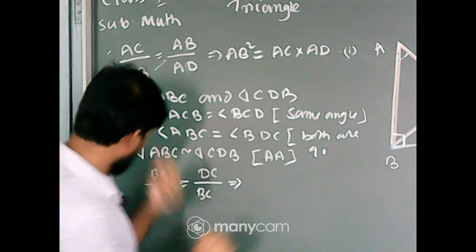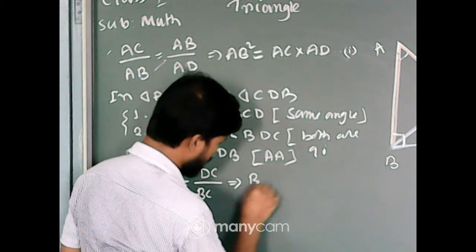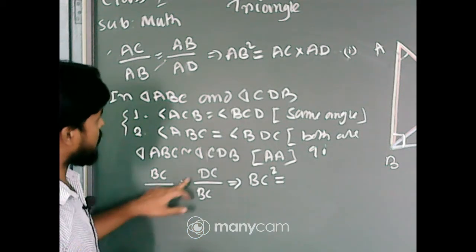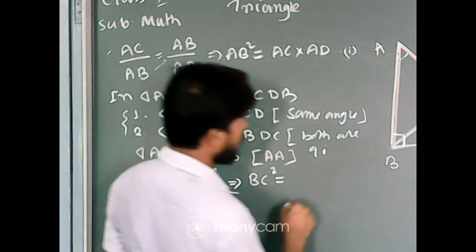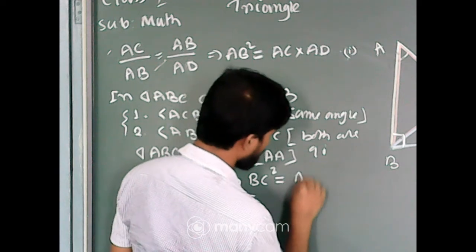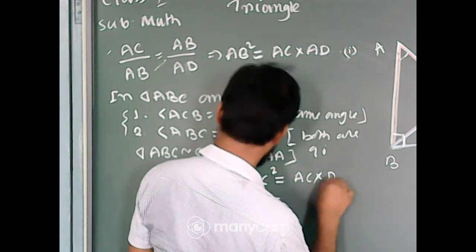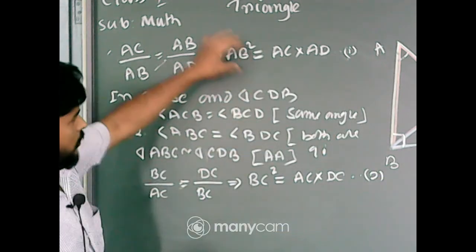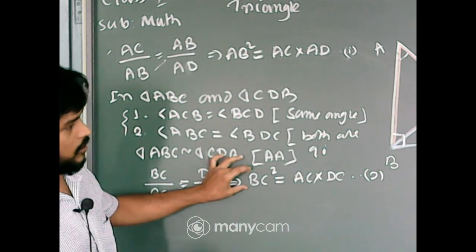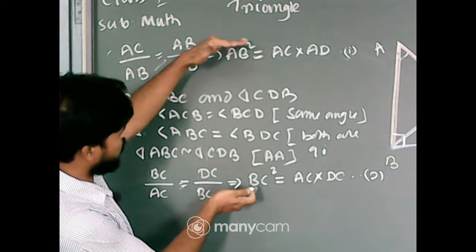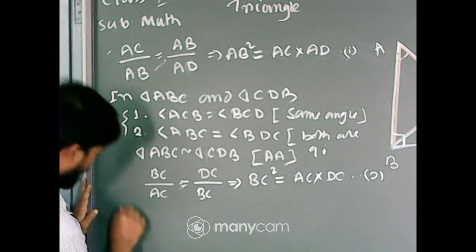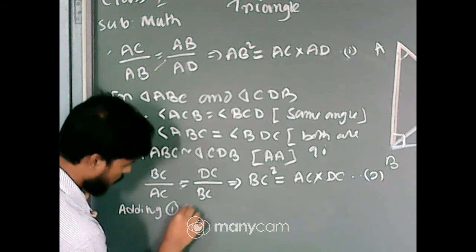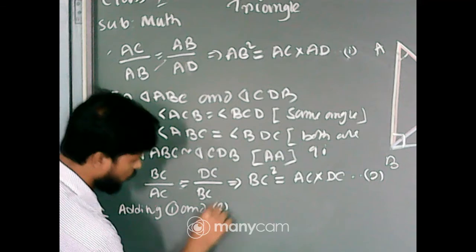So, doing cross multiplication, we have BC into BC, that is BC square, is equal to AC into DC. Let this be our equation number 2. So, this is equation number 1 and this is equation number 2. Now, do one thing, add equation number 1 and equation number 2.